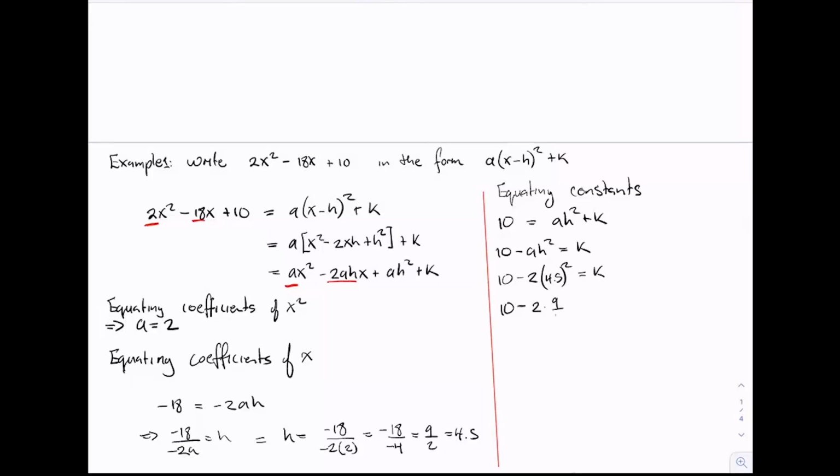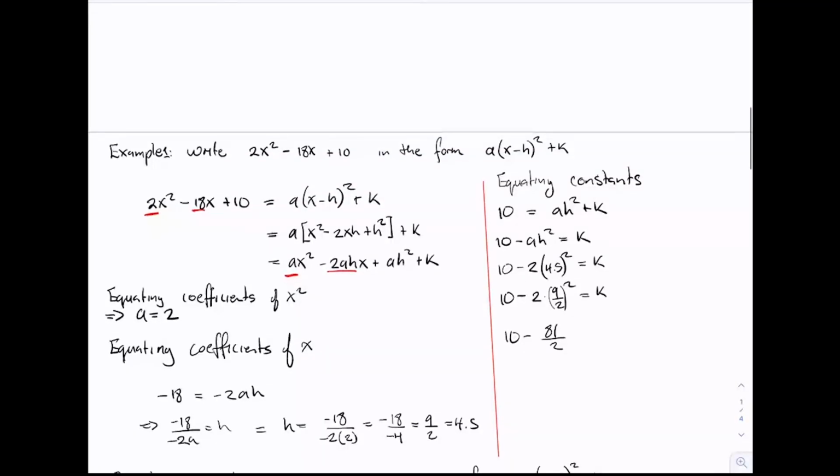So that is the same as 10 minus 2 times 9 over 2 all squared equals k. So this means we have 10 minus 81 over 2, which is the same as 20 minus 81 all divided by 2, which is equal to negative 61 divided by 2.